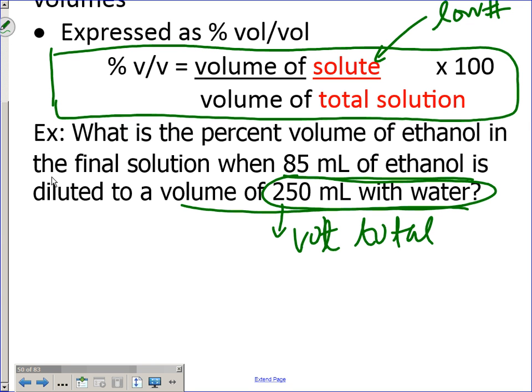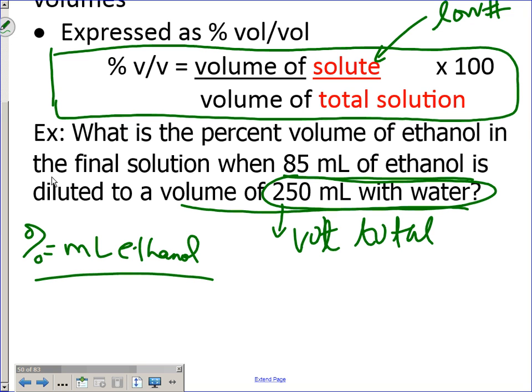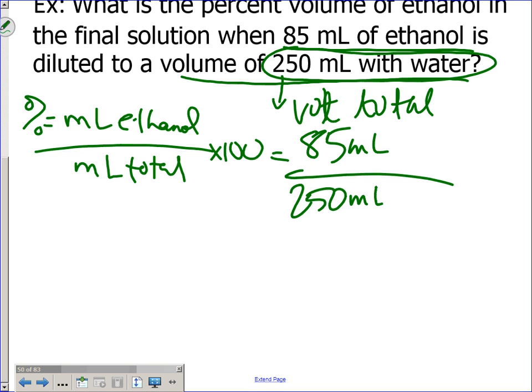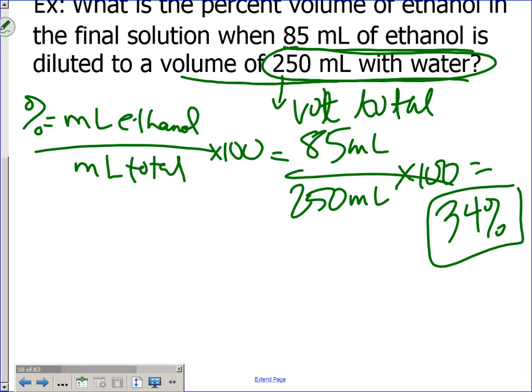Okay, how do I set up a percent? I do milliliters of ethanol divided by milliliters total, times 100. Okay, guys, what am I plugging in for this example? 85 milliliters divided by 250 milliliters total times 100. Answer? 34%. Yeah? That's so easy, right? Percents are very nice. It's just a percent like you always do percents. You just do percents in chemistry, nothing new.